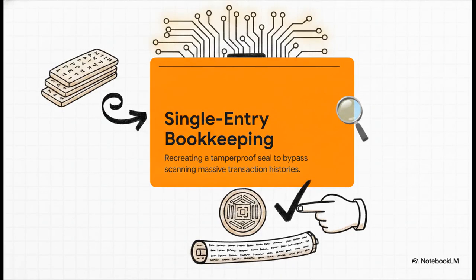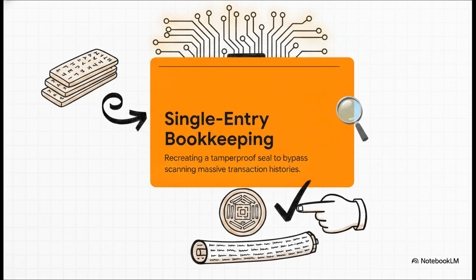And because of this LIFO structure, you unlock some wildly efficient single-entry bookkeeping. Imagine an ancient tamper-proof clay seal that they used for ledgers way back in antiquity. By recreating that perfect digital seal today, we can completely bypass the need to chug through massive transaction histories.